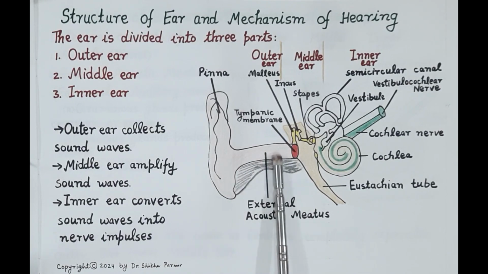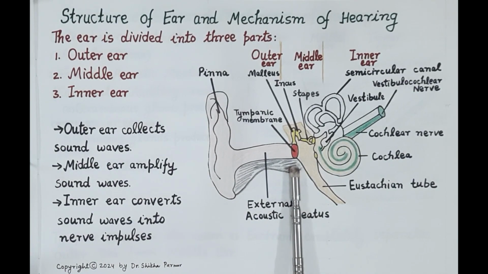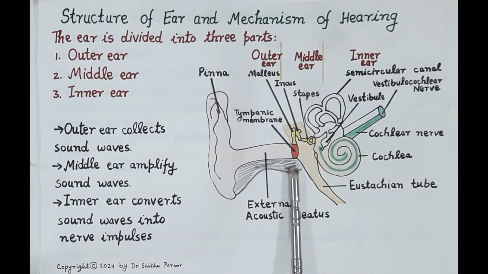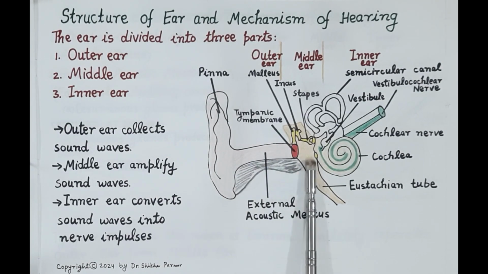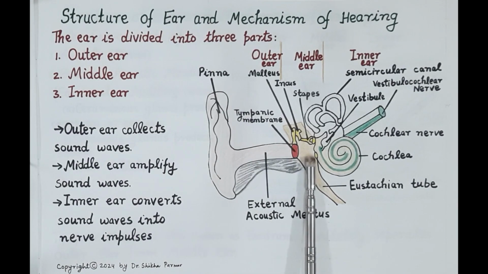Now this outer ear is followed by this middle ear. And as you can see here, this red color structure is known as the tympanic membrane. Now, tympanic membrane is also known as eardrum. And this eardrum lies between the outer ear and the middle ear. So, this tympanic membrane completely separates outer ear from the middle ear.